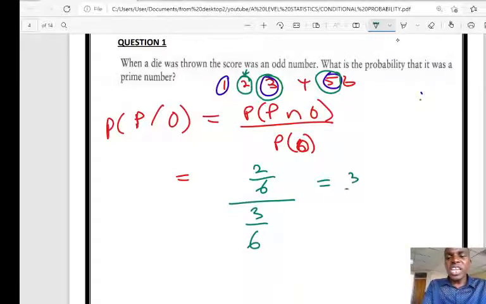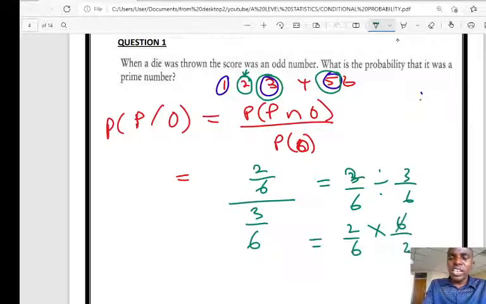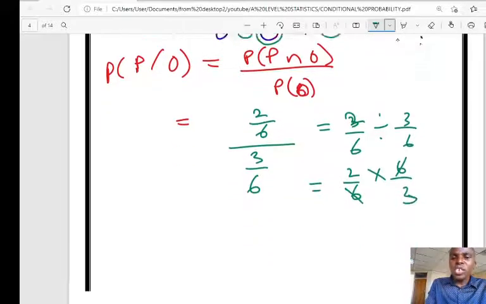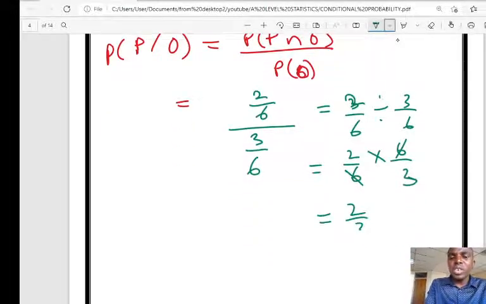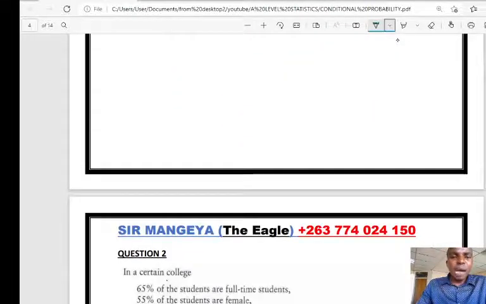This will be 2 over 6 divided by 3 over 6. It will give you 2 over 6 times 6 over 3. Then the 6 will cancel out. You get 2 over 3. Then you can say done. Next question, number 2.